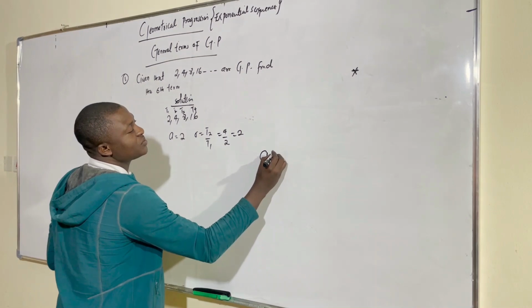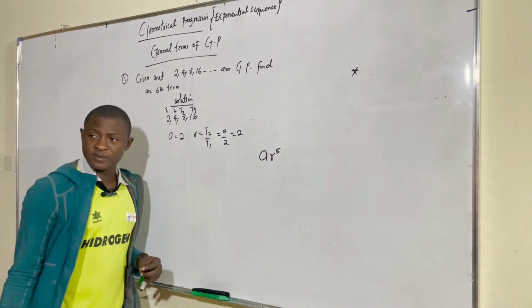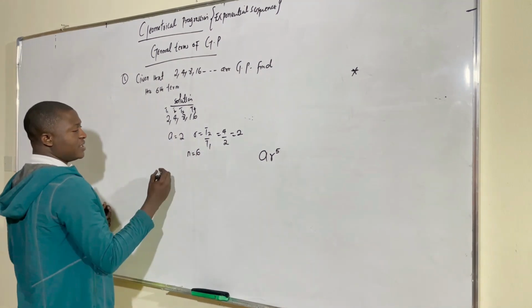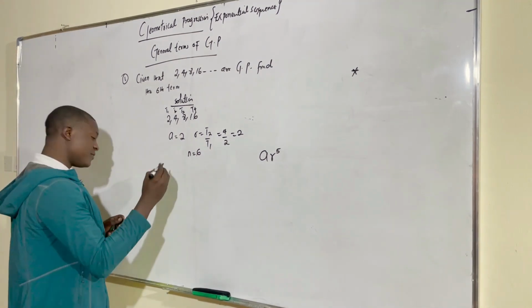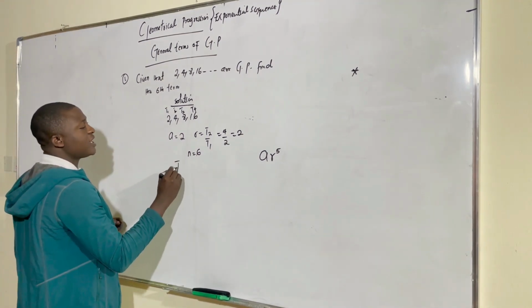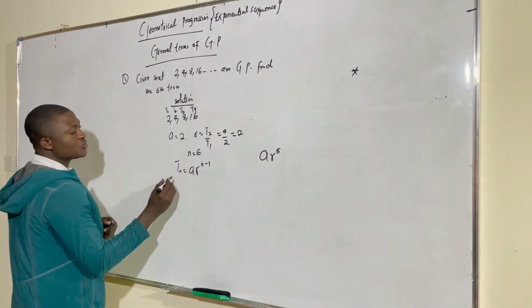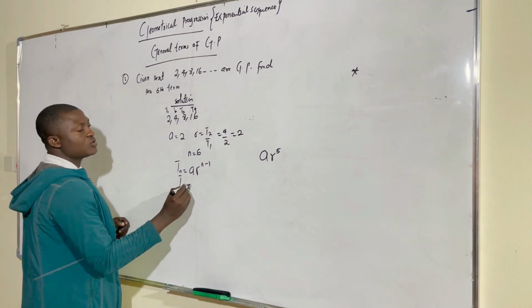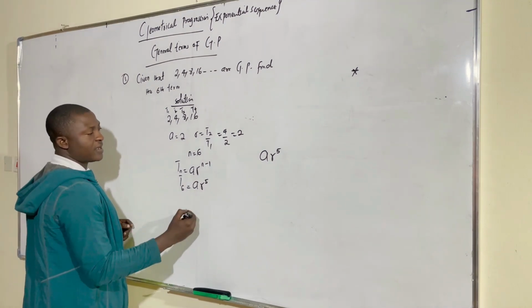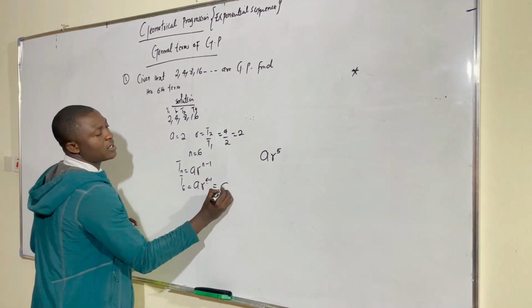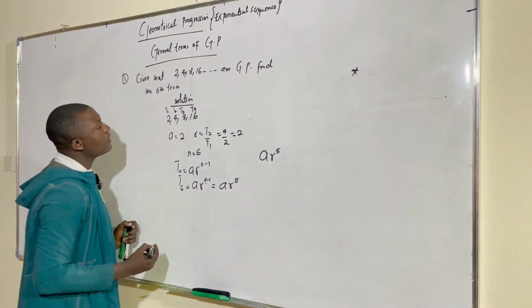Yeah, you got it right. So for the 6th term, that's going to be AR^5. That means I want to find when the number of terms is 6. Applying the general term formula, Tn is equal to AR^(n-1). So T6 is equal to AR^5, because if your number of terms is 6, that's 6 minus 1, which is AR^5.